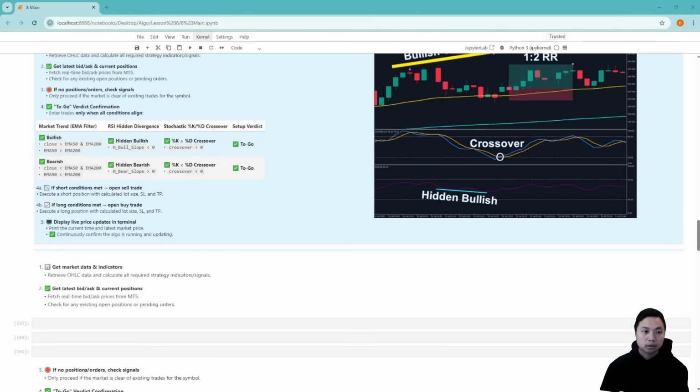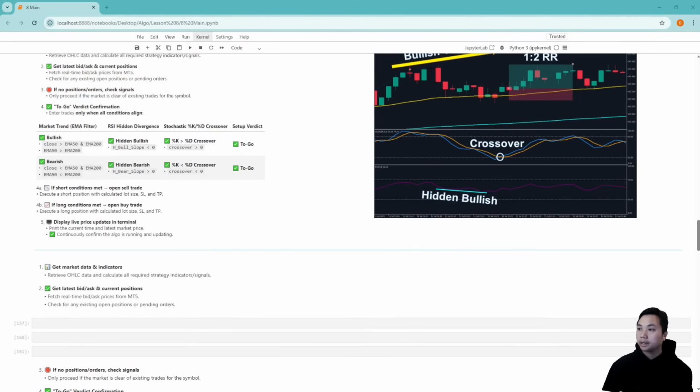And then we check the hidden divergence, and we use the slopes to help us check whether or not a divergence happens. Then we check the stochastic percent D and percent K crossover. If the stochastic percent K rises above the percent D, then there's an entry signal. And if all these three align, there's a go verdict for a long trade.